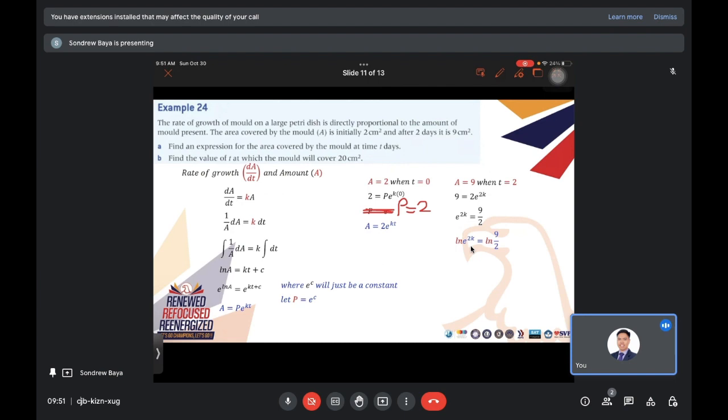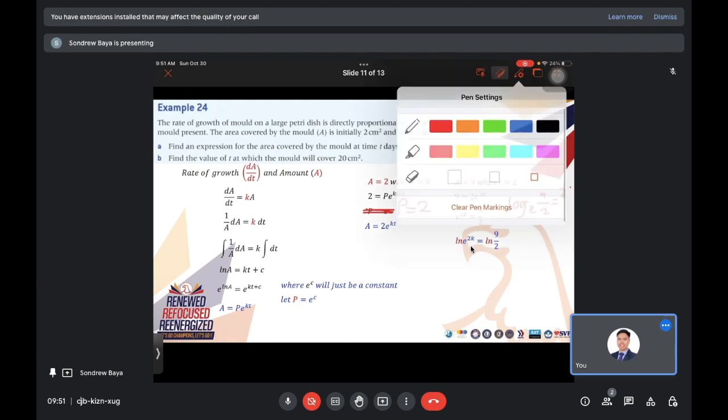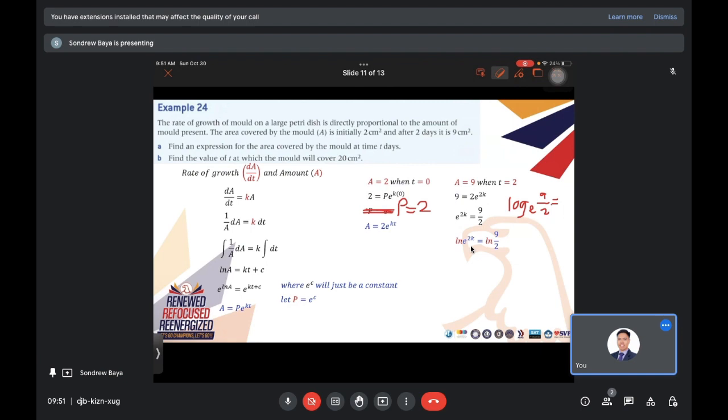Okay. So this is another way of doing it. We could also write this as the logarithm of 9 over 2 to the base e equal to 2k. This is 2k. All right. Now, having said this, logarithm to the base e, you'll just simply write ln 9 over 2, and you now have this equal to 2k.